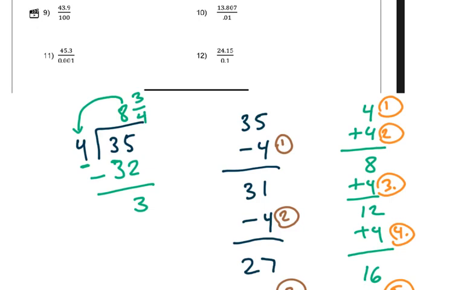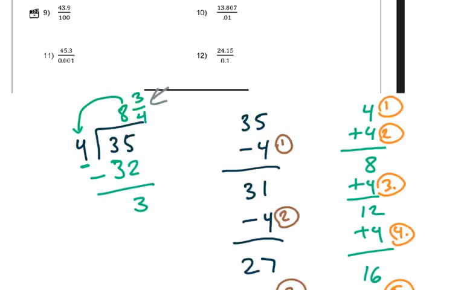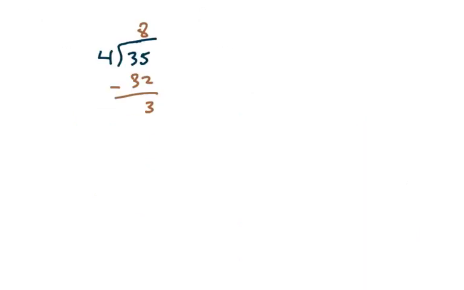Let me do this on another page here. 35 divided by 4. We know this goes in 8, this is 32. When I subtract, I get 3. If I want to write this as a decimal, keep in mind we know what this is: 3 out of 4 is 3/4, which is 75 cents, so 0.75. But let's prove that it's 0.75.